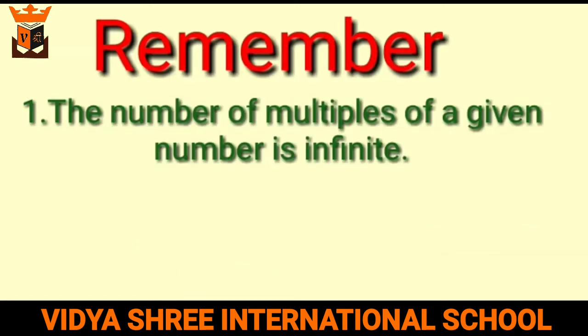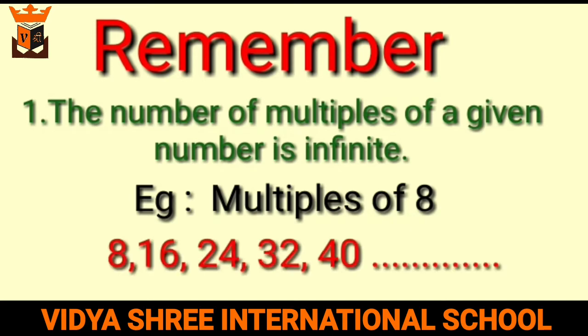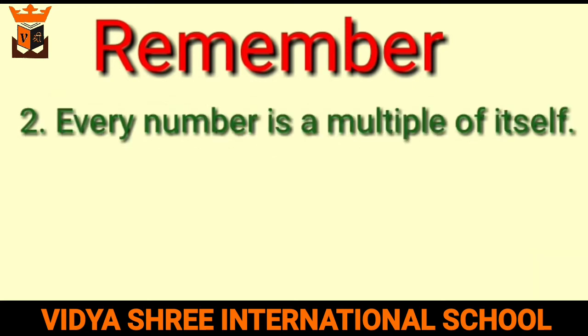Now points to remember. First point: the number of multiples of a given number is infinite. For example, the multiples of 8 are 8, 16, 24, 32, 40 and so on. The list is endless. So we can say the number of multiples of a given number is infinite.